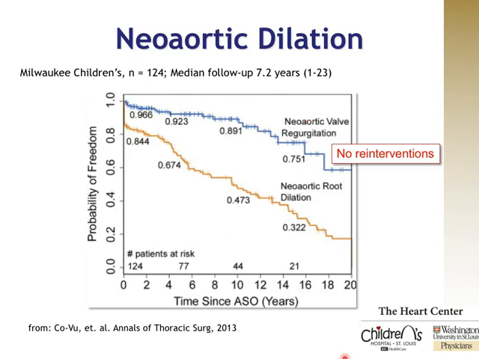So that's certainly something we worry about long term, is the neo-aortic dilation resulting in incompetence, which may ultimately result in the need for aortic root replacement, aortic valve replacement. But so far, at least in the first decade or two of follow-up, not a common occurrence, at least not to the point where the valve needs to be replaced.